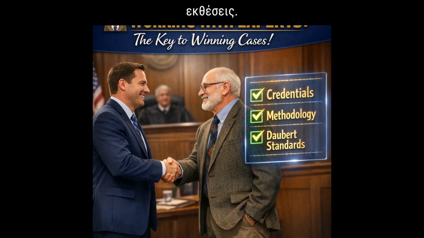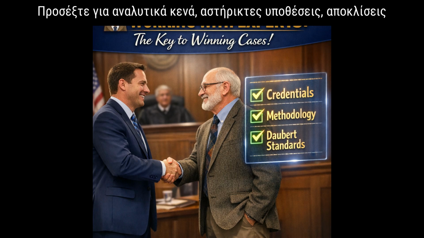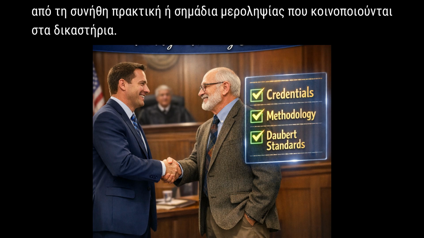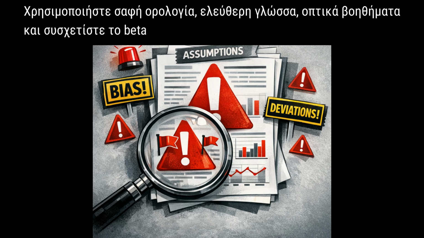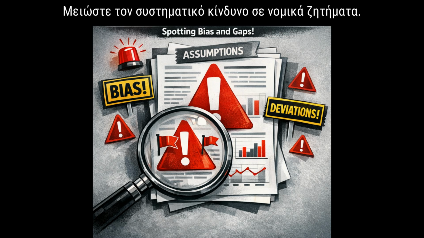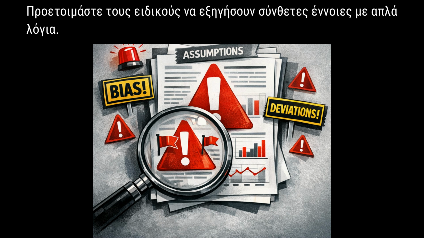Red flags and reports: watch for analytical gaps, unsupported assumptions, deviations from standard practice, or signs of bias. Communicating to courts: use clear, jargon-free language, visual aids, and relate beta and systematic risk to legal issues. Prepare experts to explain complex concepts in simple terms.